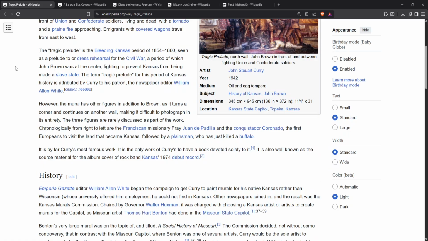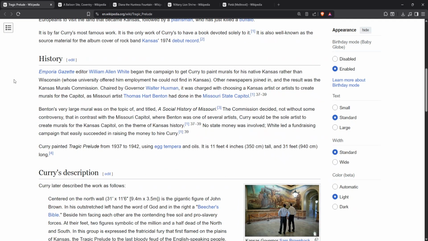It is by far Curry's most famous work. It is the only work of Curry's to have a book devoted solely to it. It is also well known as the source material for the album cover of the rock band Kansas' 1974 debut record. History. Emporia Gazette editor William Allen White began the campaign to get Curry to paint murals for his native Kansas rather than Wisconsin, whose university offered him employment he could not find in Kansas.